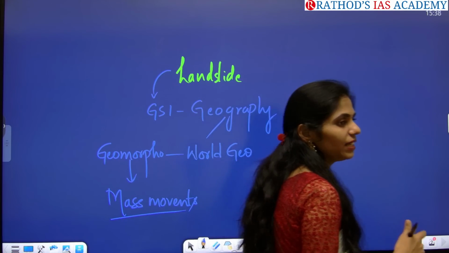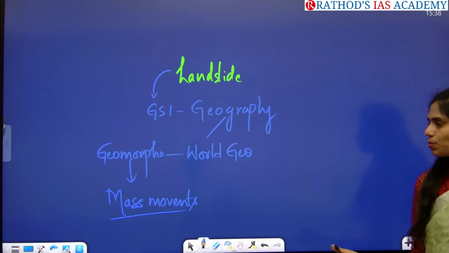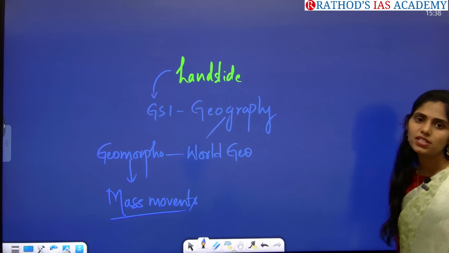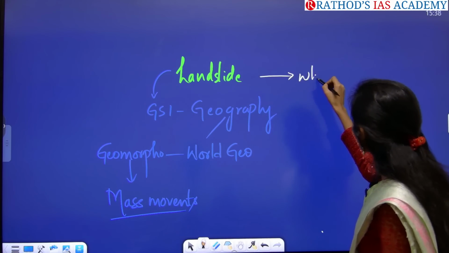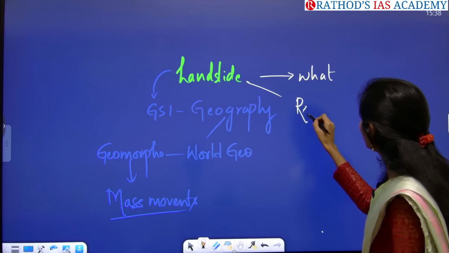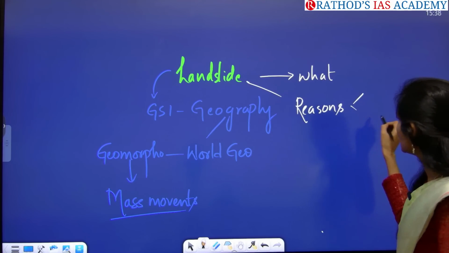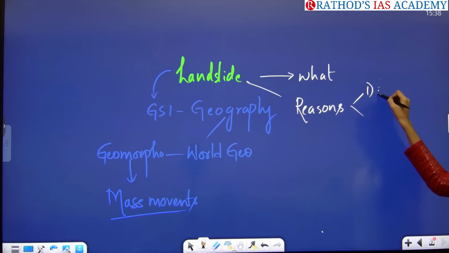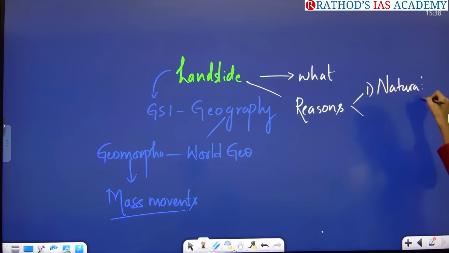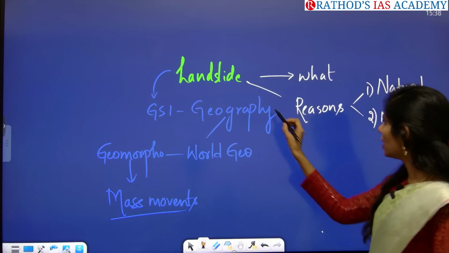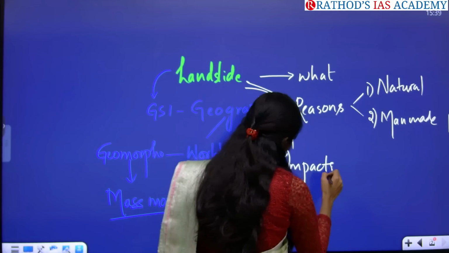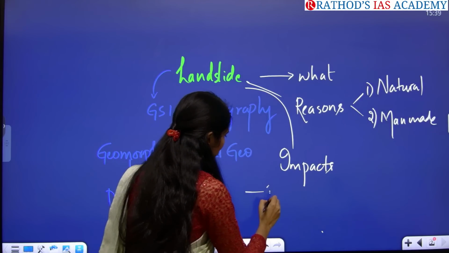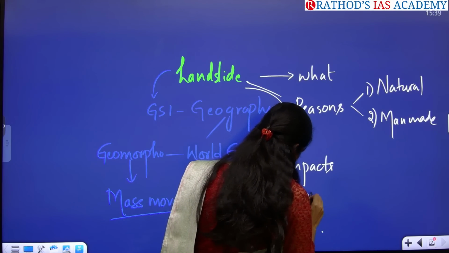Whenever you are writing mains answers, try to give as many examples as possible, and you can collect those examples from current affairs only. So what are the dimensions you have to focus on? First, you have to see what a landslide is and what the reasons for landslides are. The reasons fall into two types: first, natural causes; second, man-made causes. The third important thing is the impacts. Next, you have to see what measures can be taken to stop this kind of incident.